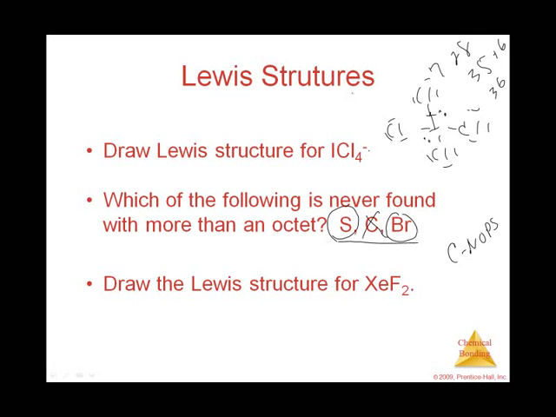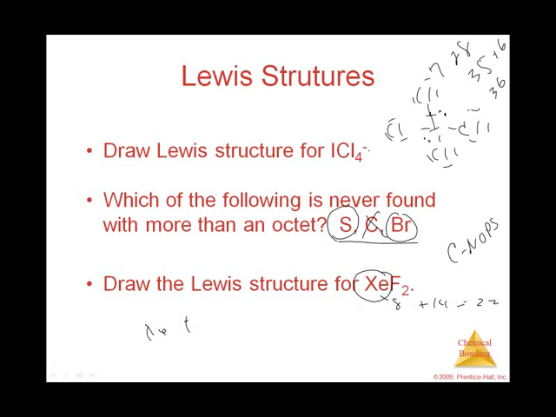Okay? How about XeF2? Kind of a strange one because we have a noble gas. It's got 8. Plus 2 fluorines makes 14, so that's 22. So noble gases do sometimes form compounds. It's rare, but it does happen.